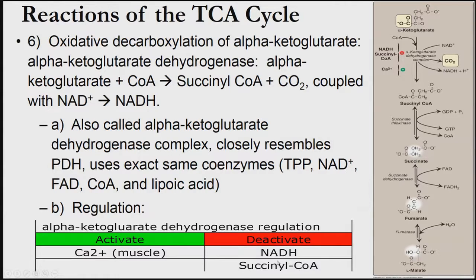We need energy. It will be deactivated. In this case, if you look, both of those are products of the enzyme. Succinyl-CoA is a product of the enzyme, and NADH is a product of the enzyme. NADH is also a high energy compound. So if NADH builds up, it'll also inhibit pyruvate dehydrogenase complex. It'll inhibit isocitrate dehydrogenase and the alpha-ketoglutarate dehydrogenase complex. All of them will be inhibited by the buildup of NADH.